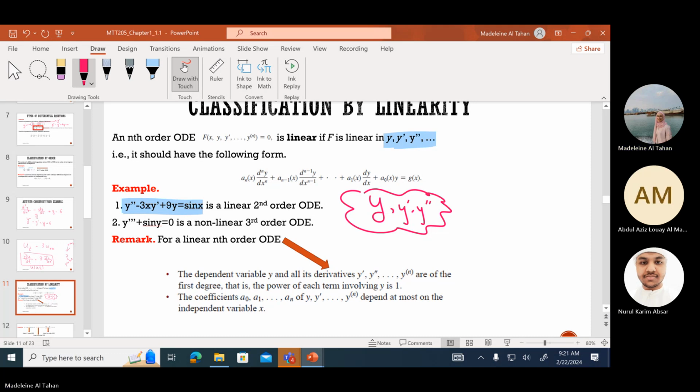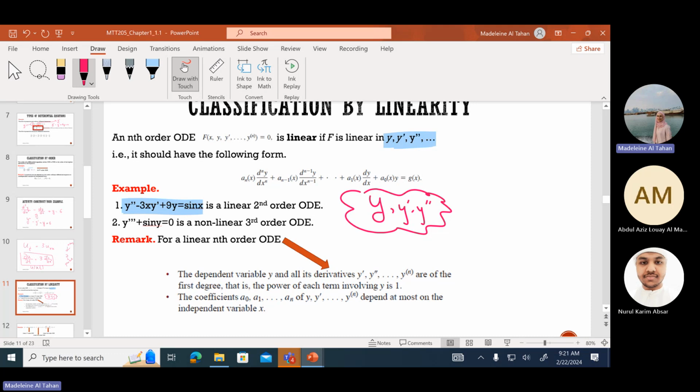9y sine x, do I care about it? Is it from this category? So is this one linear or non-linear? Linear differential equation. What about the minus 3x? Minus 3x, we look at this at y's only. So I don't care about 3x. But if instead of 3x I have 3y, 3y times y prime, now it's affected. Okay?